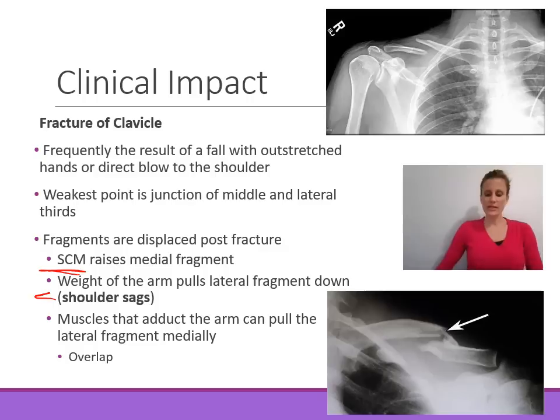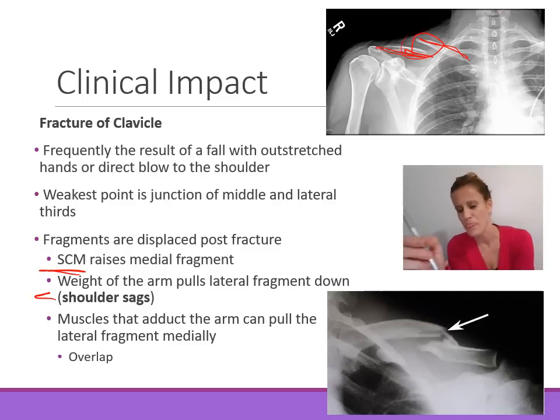Also, the muscles that adduct the arm, where adduction is pulling in towards the midline, can pull the lateral fragment in medially. So not only does the lateral fragment go down, but it gets pulled in towards the center. And that's why I said that the two fragments end up overlapping each other. And you can see that here in both of these pictures, right? The medial fragment of the clavicle gets raised up, the lateral fragment gets pulled down and inward, and you have this zone of overlap there between the two.